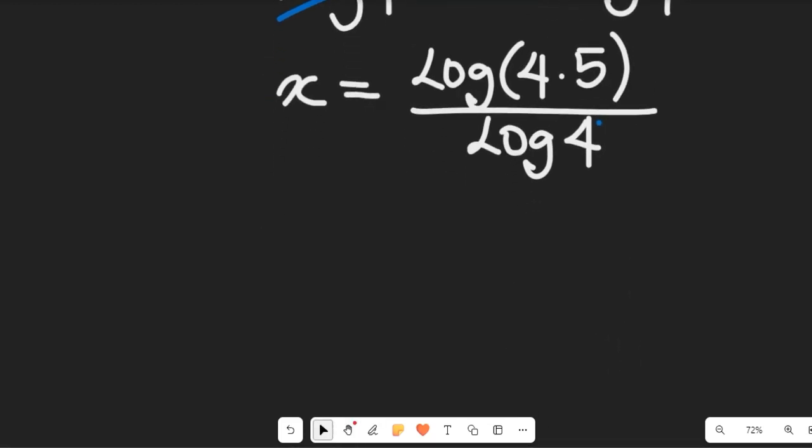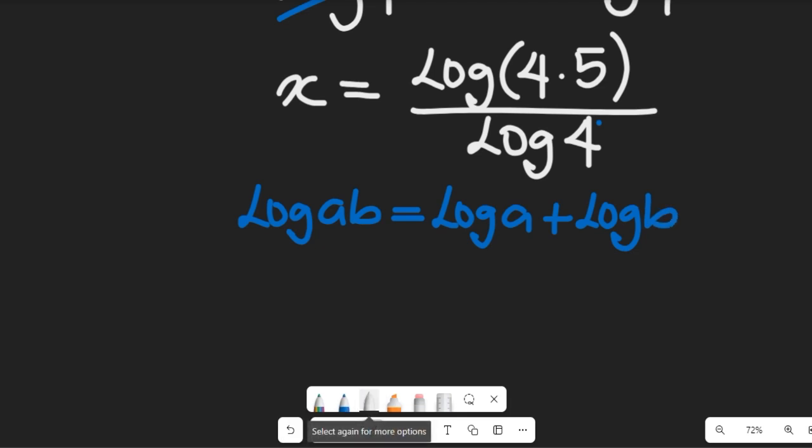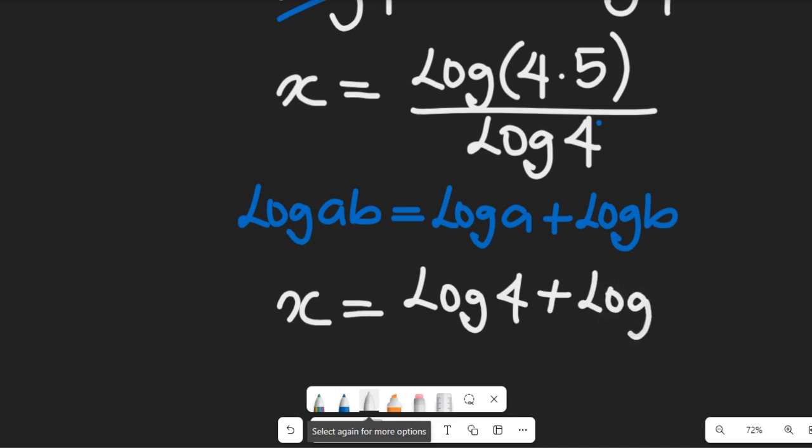But that's not the solution, because I can simplify this further. Remember the laws of multiplication of logarithm. If I have the log of AB, log of AB can be equal to the log of A plus log of B, right? That's the multiplication law of logarithm. So that means I can expand that to make my x equal to the log of 4 plus the log of 5, and all of these can be divided by the log of 4.